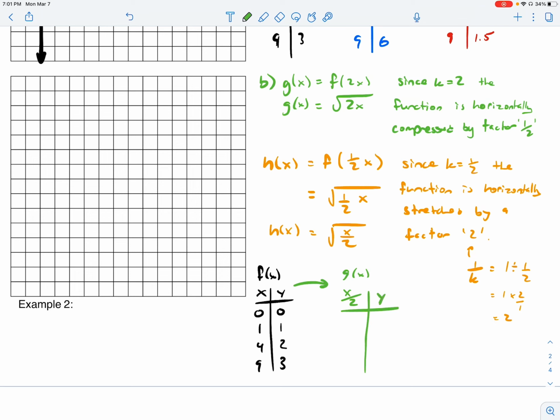And then the y values will stay untouched. So we're just going to take these numbers and plug them in for x. So I'm going to have 0 over 2, which is 0. 1 over 2 is a half. 4 over 2 is 2, and 9 over 2 is 4.5. Take the y values, and we're just going to repeat those. Those won't change, so we'll get 0, 1, 2, 3. That's the green graph.